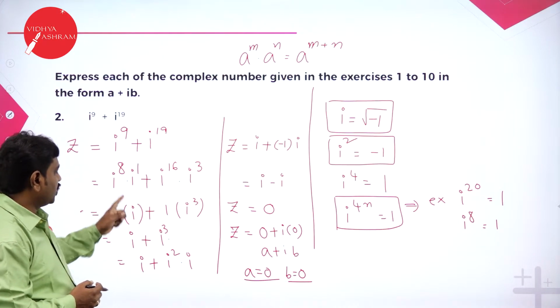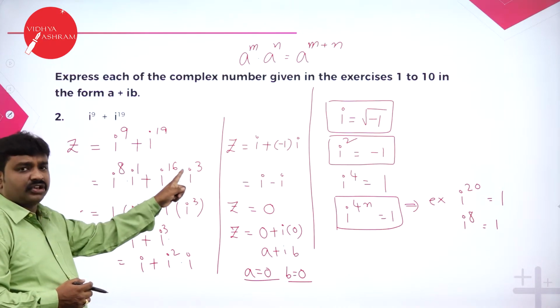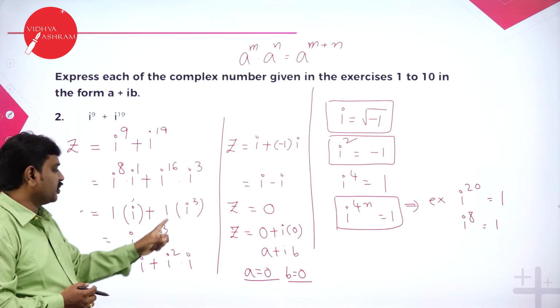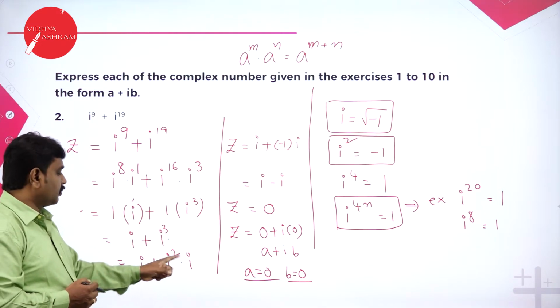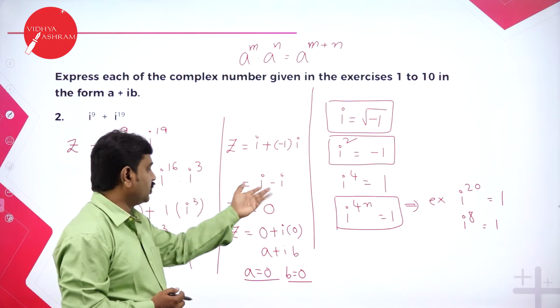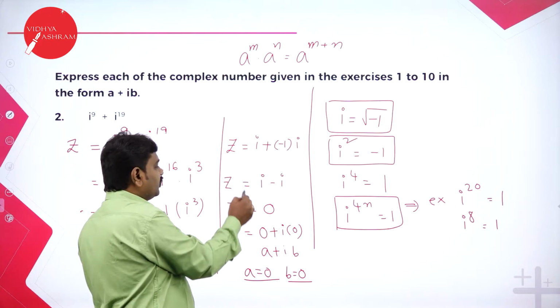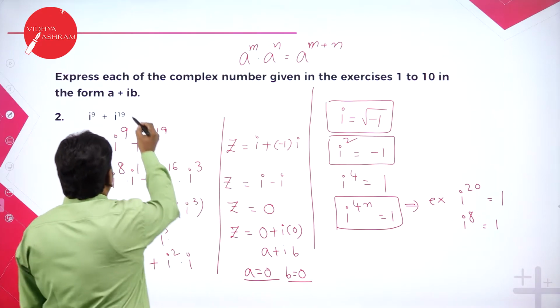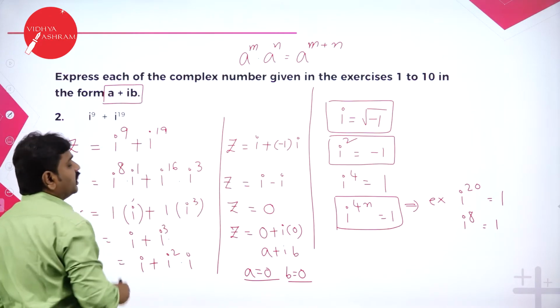You'll get final answer 0 because i power 9 is i power 8 into i power 1, and i power 8 is 1, so it will become i. i power 19 can be written as i power 16 into i cube. i power 16 is 1, i cube can be written as i square into i, and i square is minus 1 into i is minus i. i minus i is 0. You know, like terms cancel. So final answer 0. But I need to write in what form? a plus ib form. They want you to write in a plus ib form.